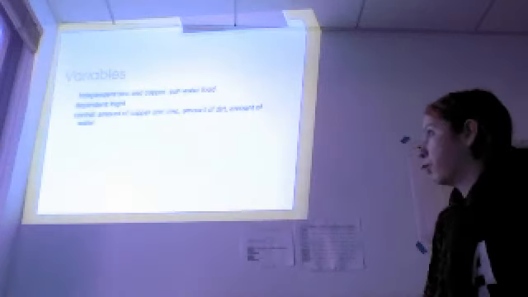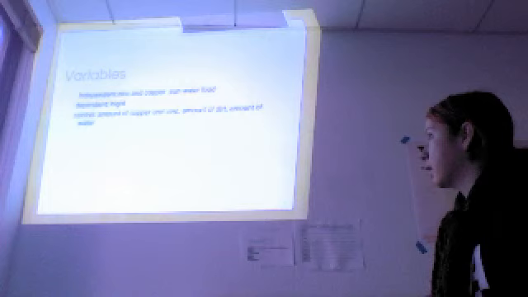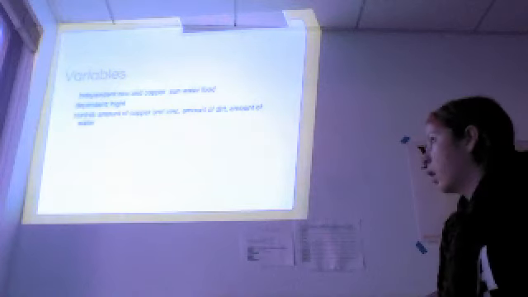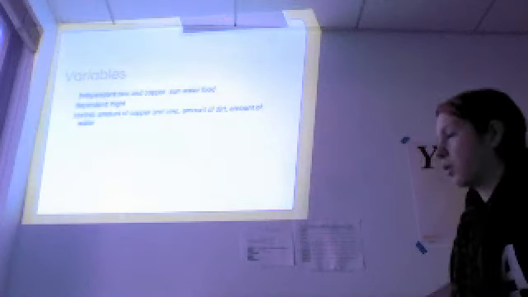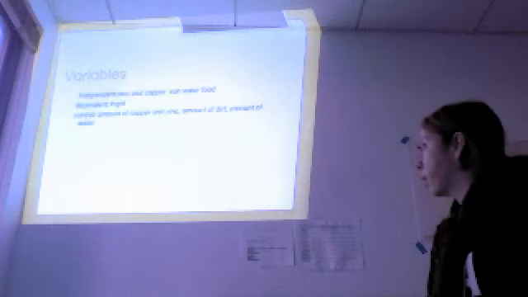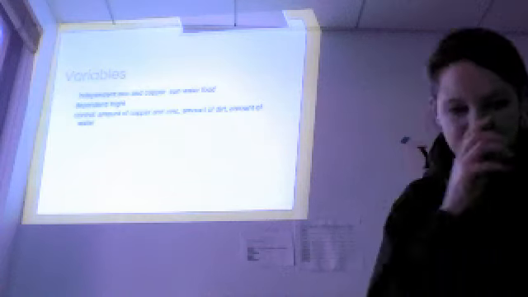Our variables: the independent variables were the zinc and copper. The sun, water, and food. The dependent one was the height, and the controls were the amount of copper and zinc, the amount of dirt, and the amount of water that you can use.